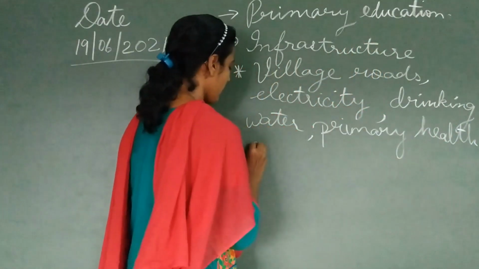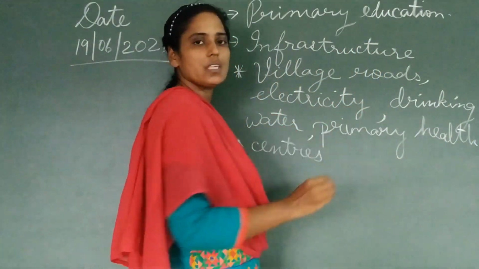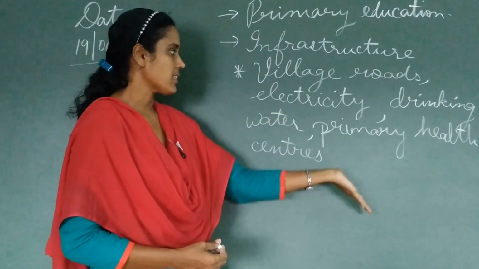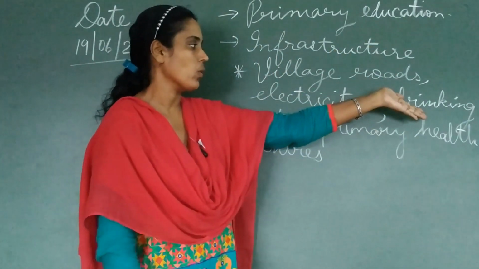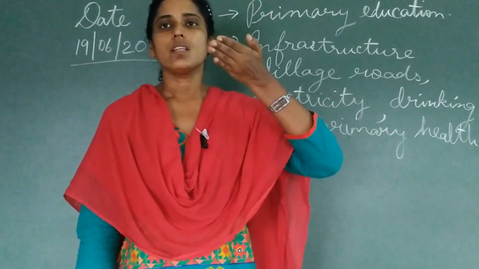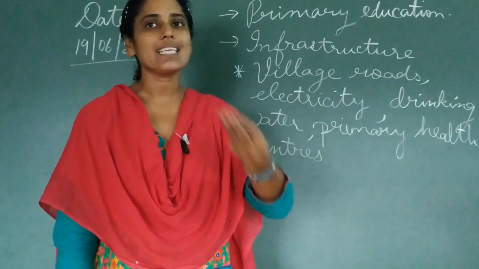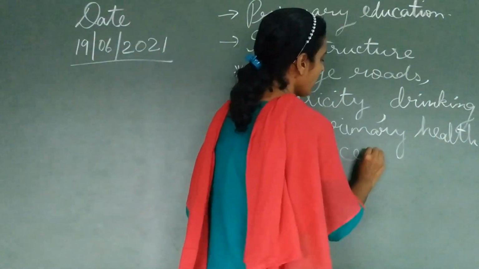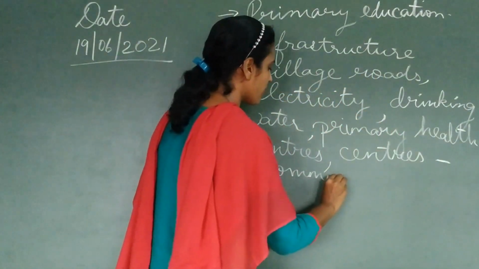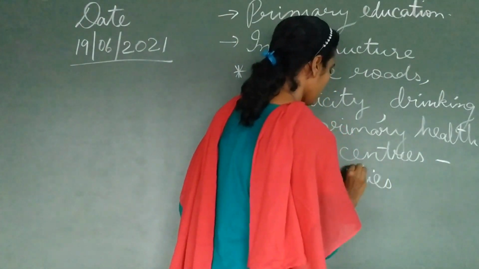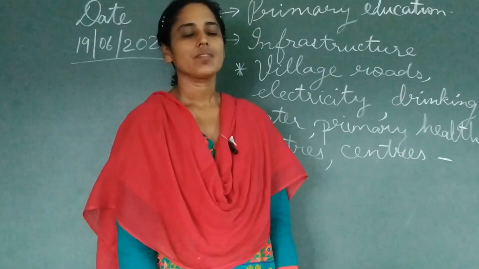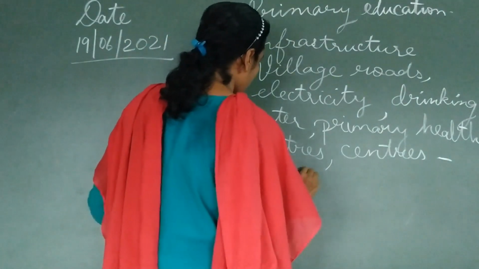So you can say that much development took place. Infrastructure developed due to RTE. That is, primary health centers opened up. Electricity was provided in rural areas. Drinking water was supplied to them. Village roads were constructed. Then what happened? They got community development centers, so that they could hold programs there, different activities there.